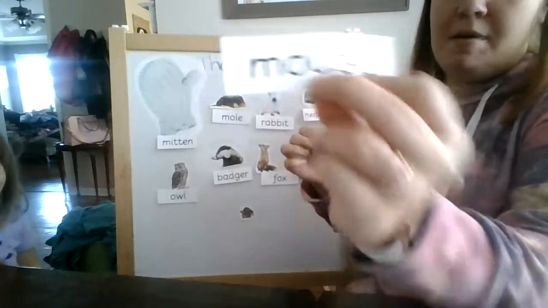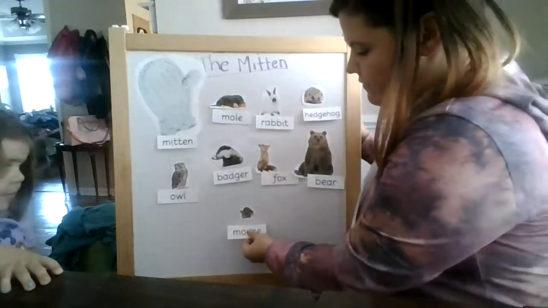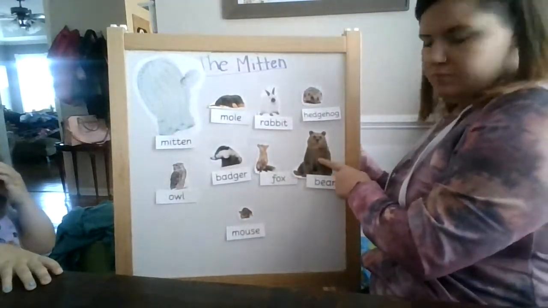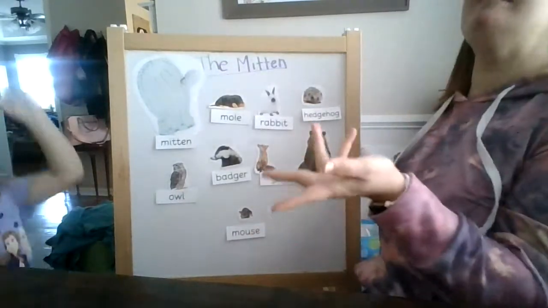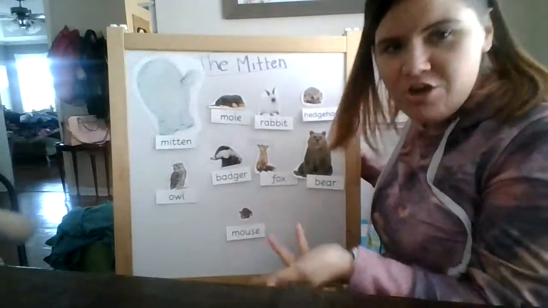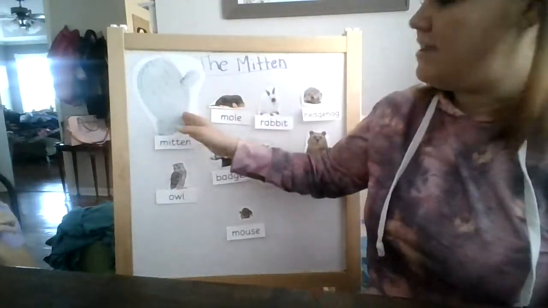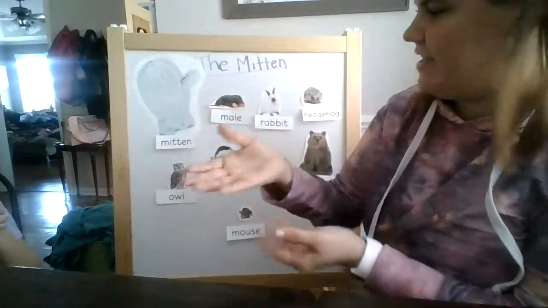Mouse. So we've got Mouse. And after Mouse gets on the bear's nose and tickles it, what happens? He sneezes. Achoo! And all the animals come out of the mitten. The mitten flies up in the air, and as it comes back down, Nikki comes to catch it.